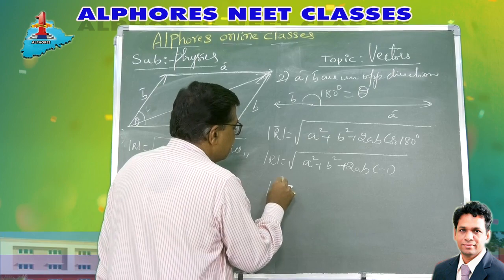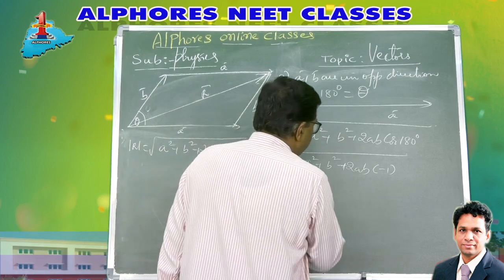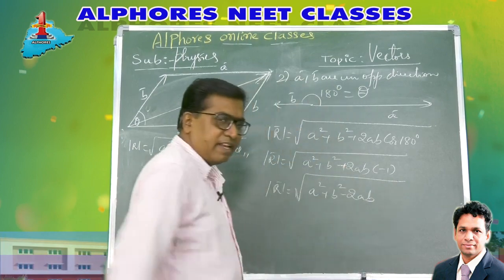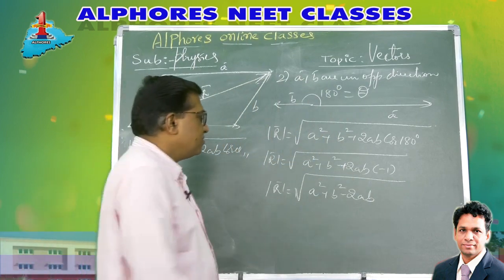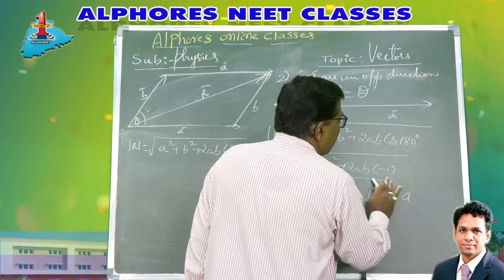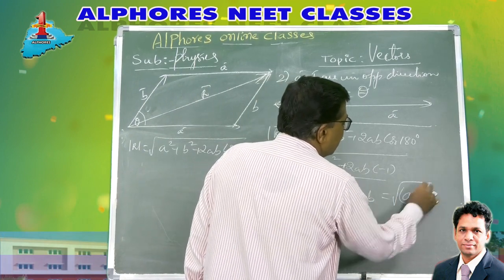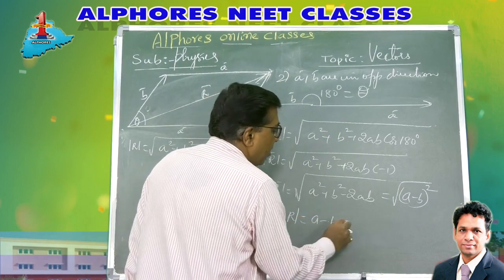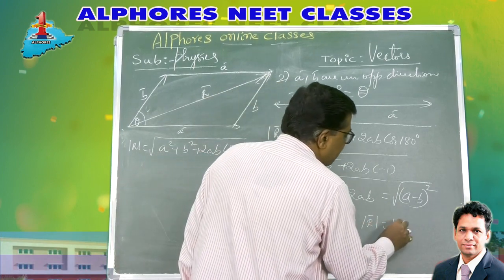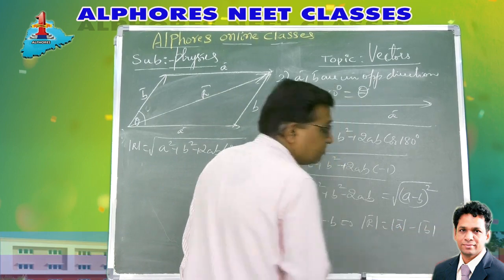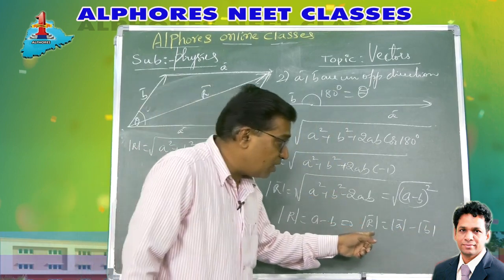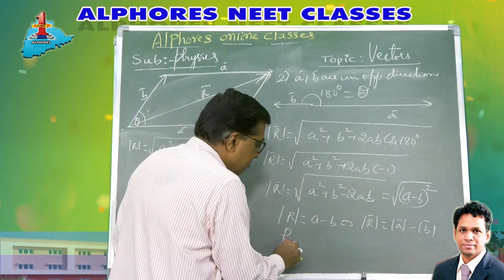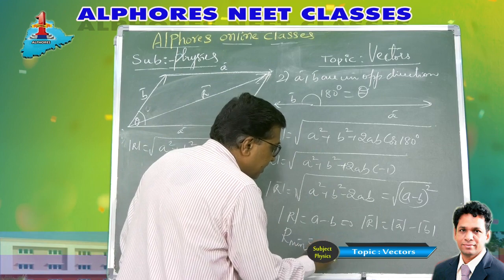I get mod R as under root of A square plus B square minus 2AB. Well, A square plus B square minus 2AB is A minus B whole square, so under root of A minus B whole square gives mod R equals A minus B. Or you can write mod R is mod A bar minus mod B bar. So the resultant is the subtraction of their magnitudes. This is called the minimum resultant of two vectors.